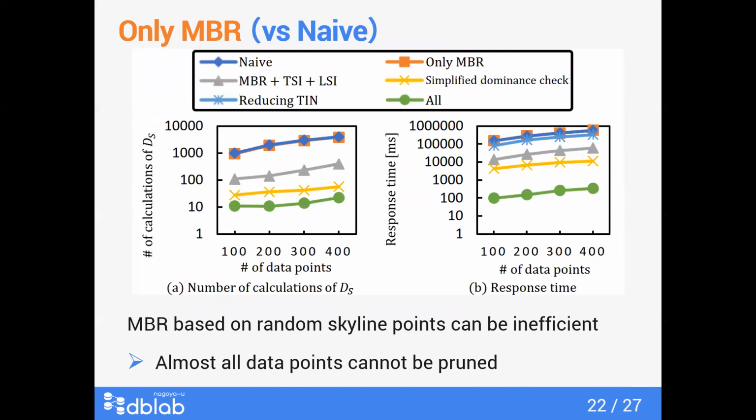This is a result of the change for increasing number of data points. I show the number of calculations of the surface distance on the left and the execution time on the right, and the results are shown in a semi-log graph. First, we compare the naive one with the method with the minimum bounding rectangle. The naive one is blue and the rectangle is orange. As I mentioned earlier, when the rectangle is created randomly, the computation time does not change because we can't prune data points.